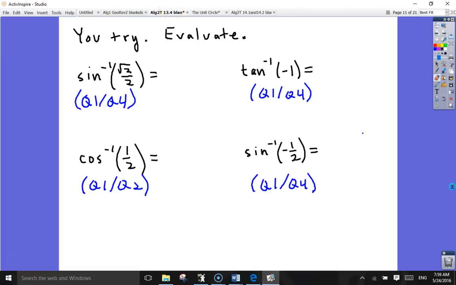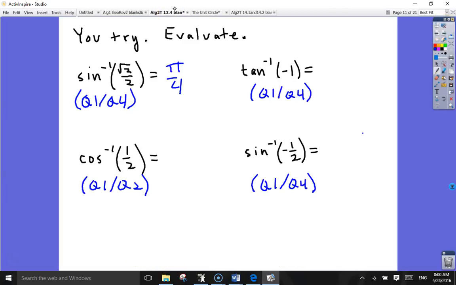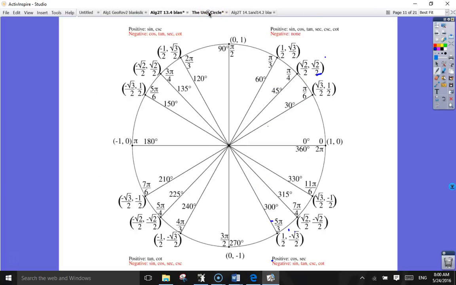And where does sine equal root 2 over 2? Pi over 4, right? You're only looking in quadrants 1 and 4, so root 2 over 2 is right there, pi over 4. Okay, where does tangent equal negative 1? In order to get a 1 or a negative 1, it must be that they're the same coordinate. The x and y absolute value have got to be the same thing. So where is that true?